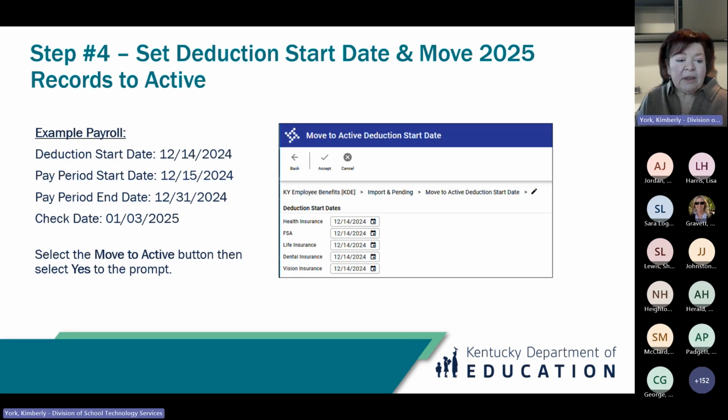So here the example is that the deduction start date we have is 12/14/2024. The payroll period is 12/15 to 12/31 for the first date of January, which is important. That's the first payroll where these new deduction rates, benefit rates will process. You'll select the Move to Active button and select Yes to the prompt. So we suggest that the deduction start date be the day before the payroll, but it can be a date within that payroll date range of 12/15 to 12/31.